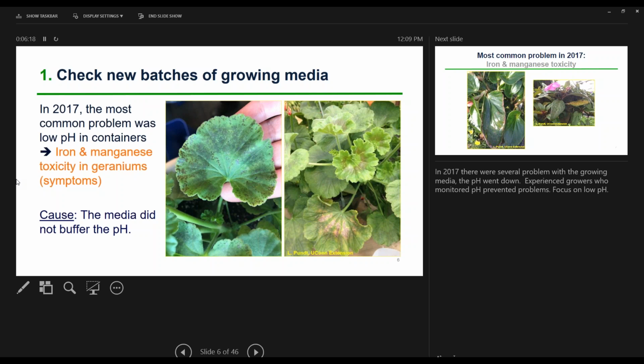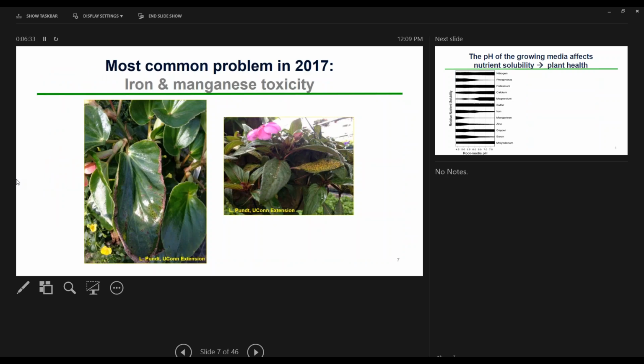And again, we're looking at the symptom, that iron and manganese was the symptom, but we went back and identified that the cause is that the media did not buffer the pH. So this is an example of what happened a few years ago, right? And this is another photo of the problem.